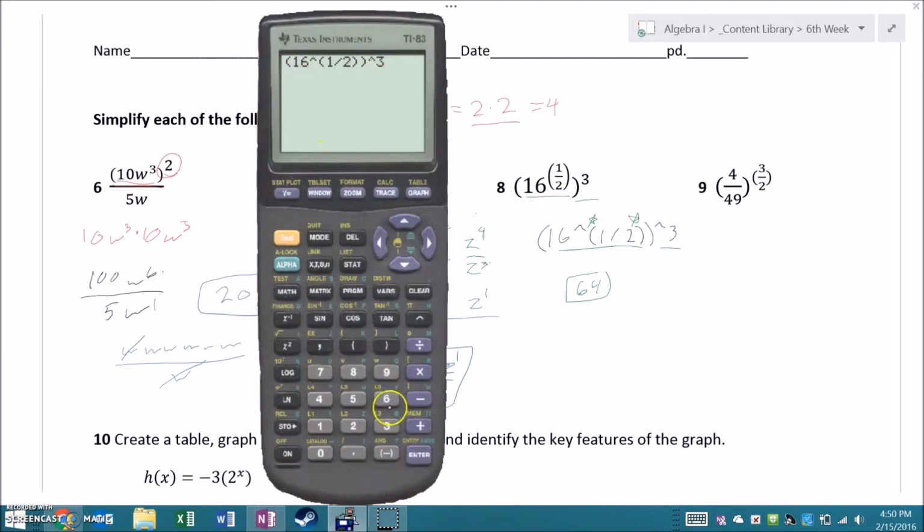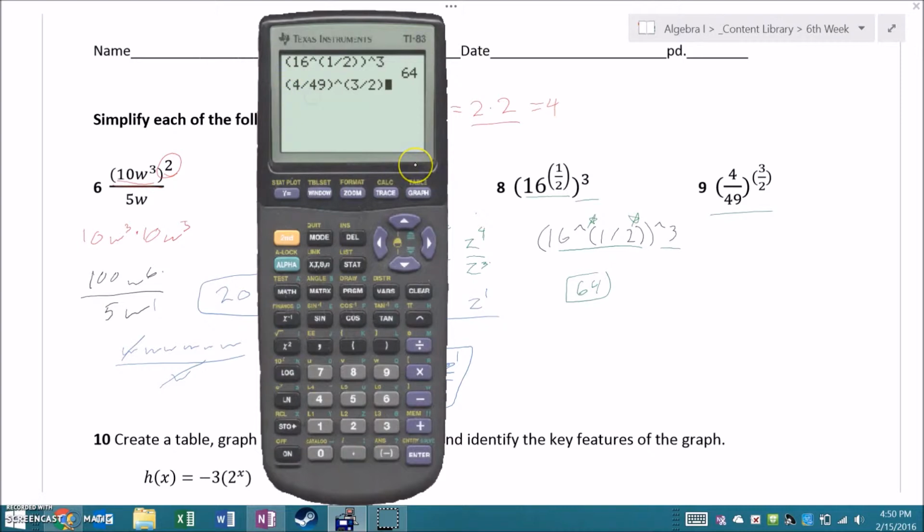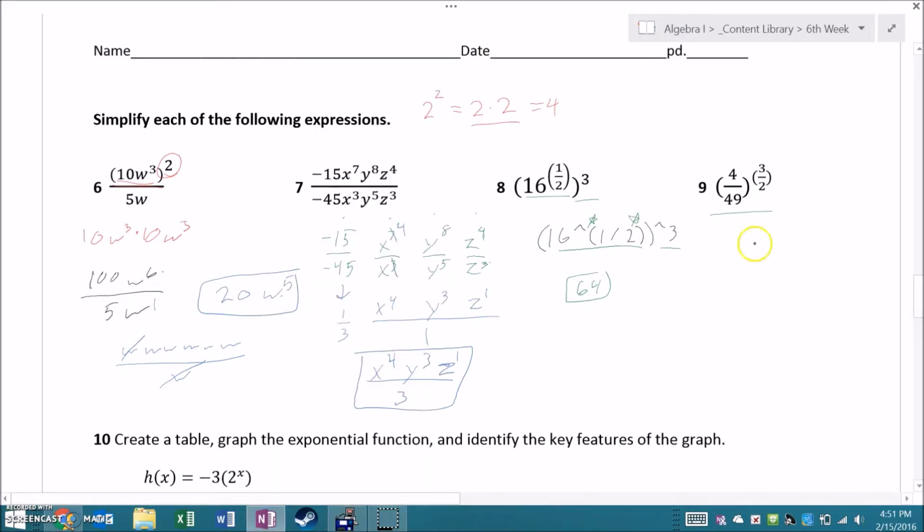Alright, so you can see here that I have everything put in the same way that I have it written down. Enter, answer 64. I'm pretty much going to do the same thing with number 9, and so I'll show you real quick how that gets put in the calculator. So here I have 4 over 49, the parentheses, same exact way as in the problem. 3 over 2, same exact way as it is on the paper. Now that's a weird decimal. See if you can change that over to a fraction. And so the way I did that, I pressed math, enter twice, and it comes up with the fraction 8 over 343. So that would be your final answer.